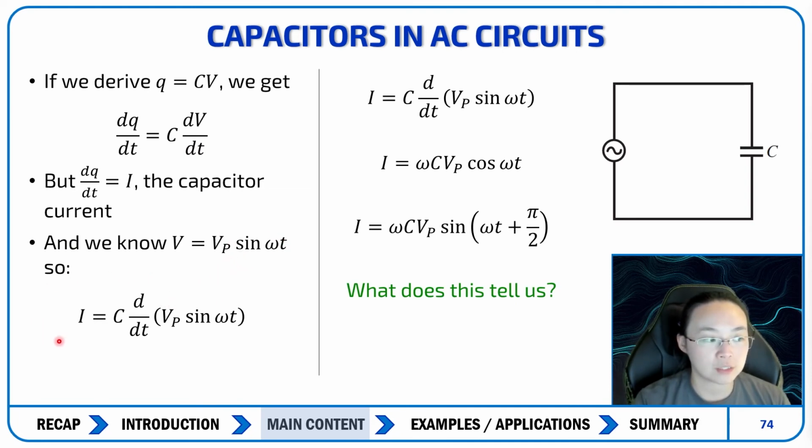So we end up with this equation where I is equal to C, and then we take the derivative with respect to time of Vp sine omega t. When you take the derivative with respect to time, you get cosine, and you can simplify everything and end up with I equals omega C Vp cos of omega t, or you can do a phase shift and have sine of omega t plus pi over 2. So that's a trigonometric identity between these two. So what does this tell us?